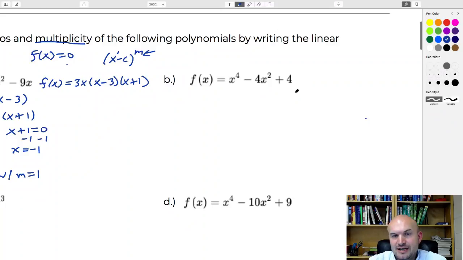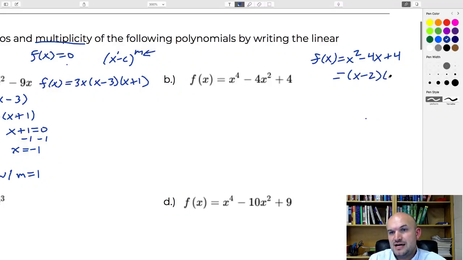Now you can see here this is a problem that comes up a lot with students, and they get confused with the x to the 4th because I can't factor anything out. So what I recommend doing is looking at this equation in terms of a quadratic. Okay, so we're looking in terms of quadratic, and basically I'm looking for what 2 numbers multiply to give me 4, add to give me negative 4. Well, in terms of quadratic, this would be x minus 2 times x minus 2. Right?